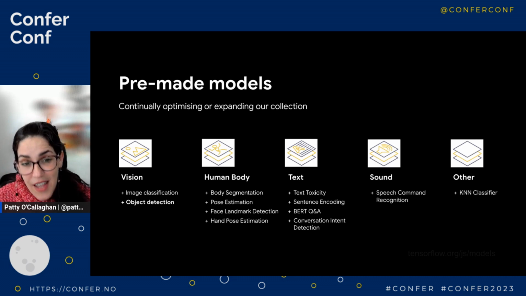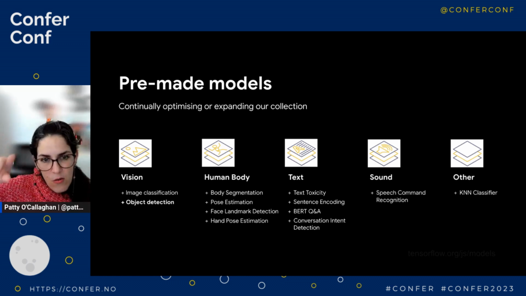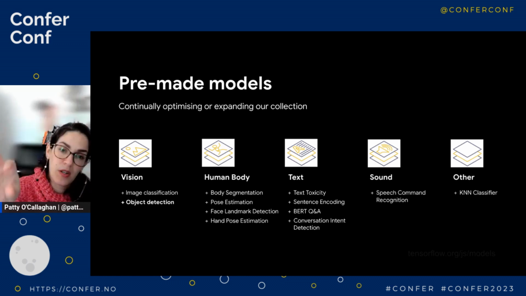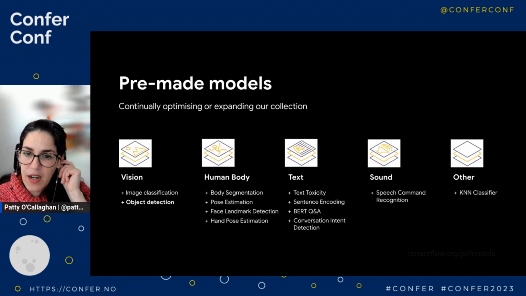Then for text, you have pre-made models to detect text toxicity, sentence encoding, and BERT Q&A. Another girl made a very small website where you paste, let's say, a text into a text area, and then you can ask questions, and the model will return possible answers to that question based on the content of that text. And then there is conversation intent detection as well.